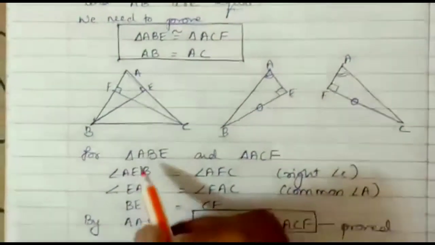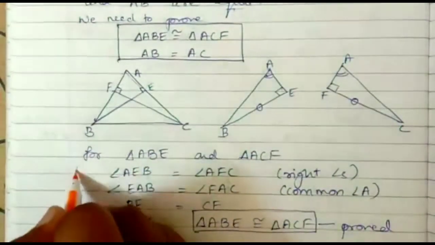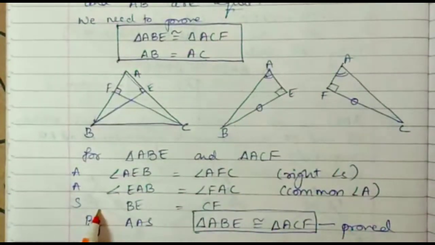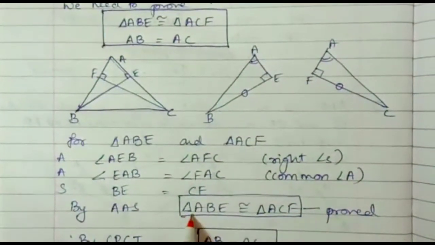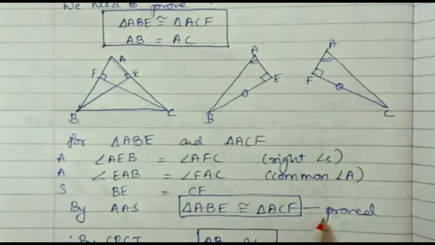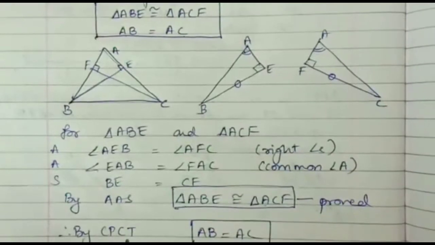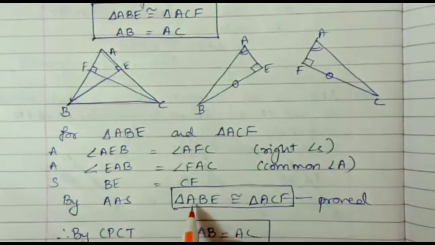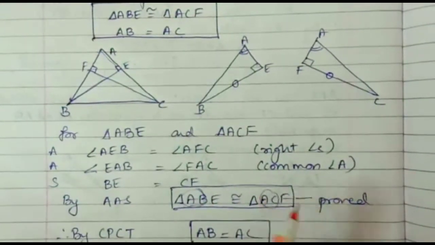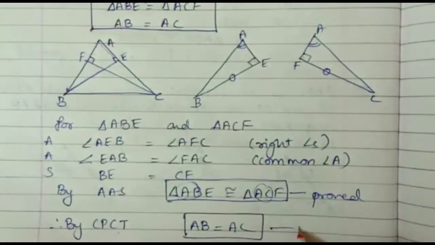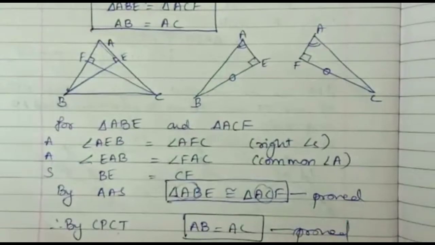So again we will apply the same rule. I have written similar kind of steps. This time it will be AAS again, angle, angle, side. So by AAS we got triangle ABE is congruent to triangle ACF. The first result is proved, this one. And again by CPCT, that is corresponding parts of congruent triangles, side AB will be equal to AC, which was our second result we needed to prove. So hence the sum has been proved.